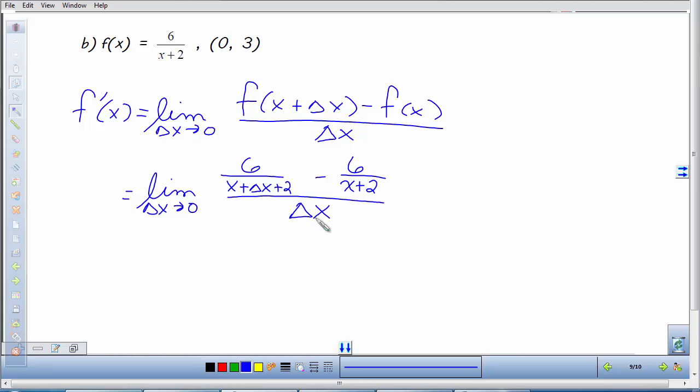Okay, so here we have a complex fraction, and we talked about how to handle a complex fraction in chapter 1. What we're going to do is multiply the top and the bottom by the least common denominator. And we've got two denominators. They don't have anything in common, so the least common denominator is going to be x plus 2 times x plus delta x plus 2. We're going to do this on the top and on the bottom.